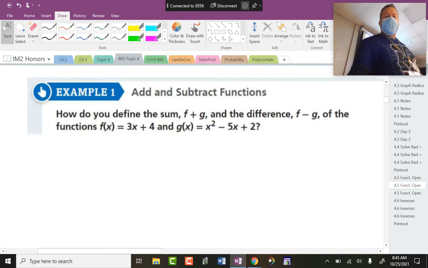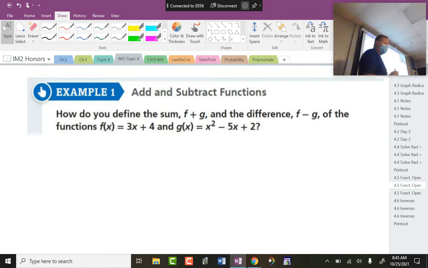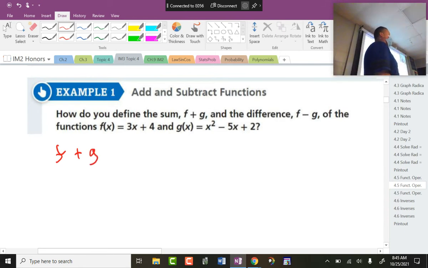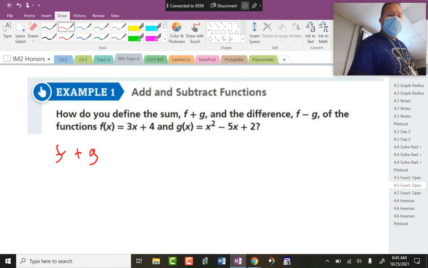Because really it is pretty simplistic. If you read the directions, how do you find the sum and the difference of these functions? This is how you define it. You actually do it. And then all this requires, you know what this was? This is when you first walked into my class. This was chapter 2. If you remember, we added like terms.